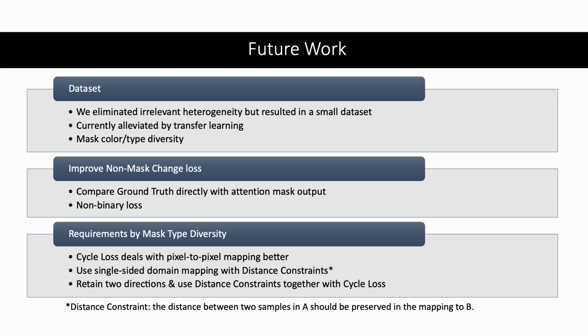Distance constraints are usually used with single-sided domain mapping when it is impossible to obtain cyclic loss, because the generator in the opposite direction is missing. In our work, we only translate copy-pasted masks into more realistic ones, not the opposite. So single-sided domain mapping with distance constraints is suitable for us. Alternatively, we can retain the training in two directions and use distance constraints together with the cycle consistency loss.